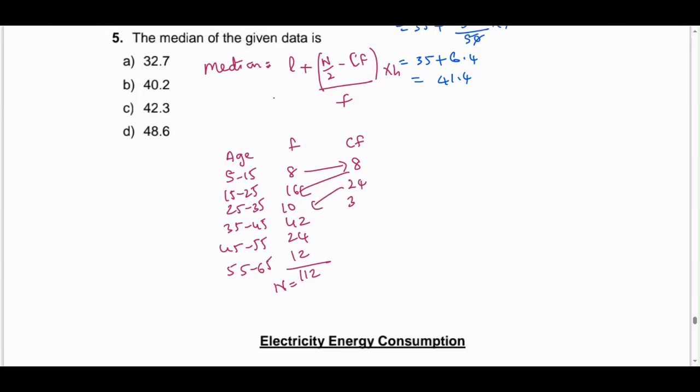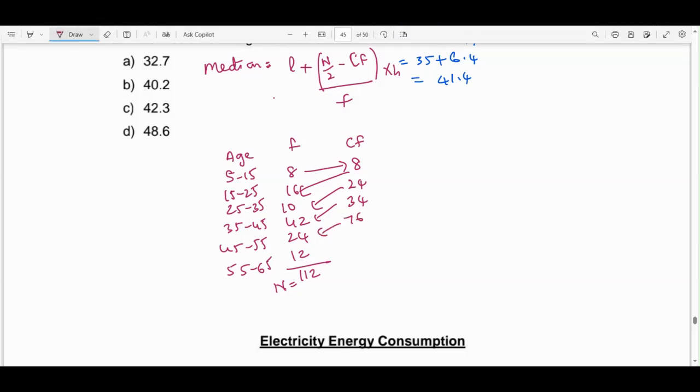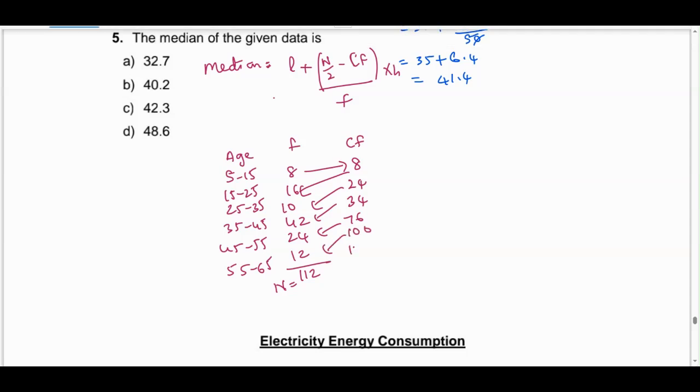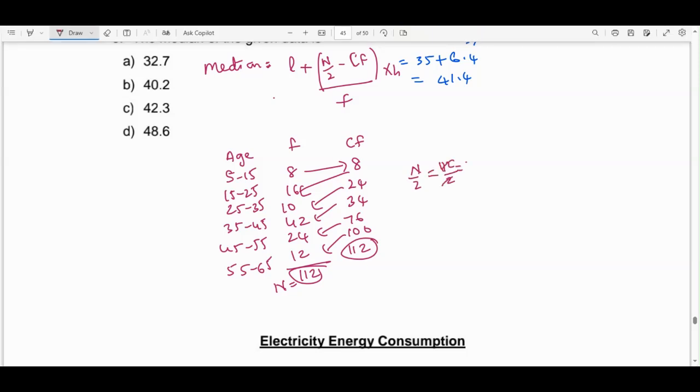24 plus 10 is 34. 34 plus 42 is 76. 76 plus 24 is 100. 100 plus 12 is 112. So this value and this value should match. Then what you have to do is find n by 2. What is n by 2? n is 112, divided by 2, that is nothing but 56.